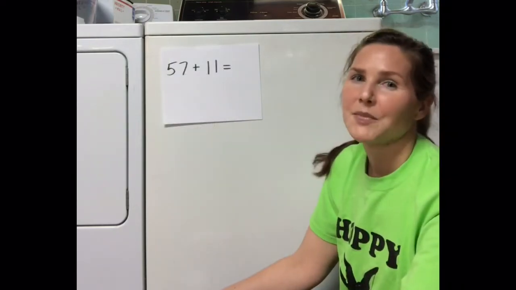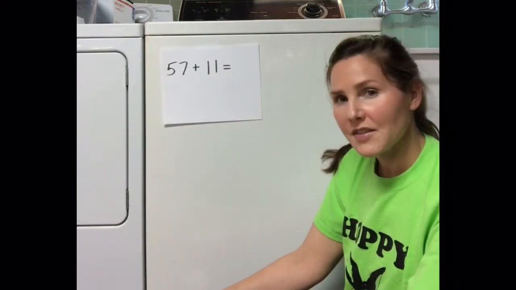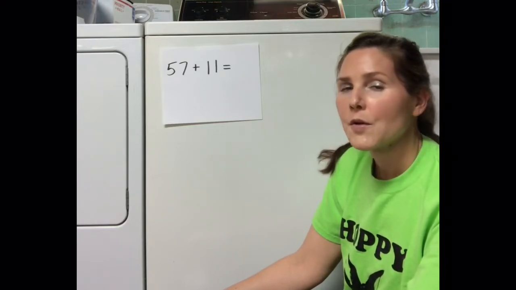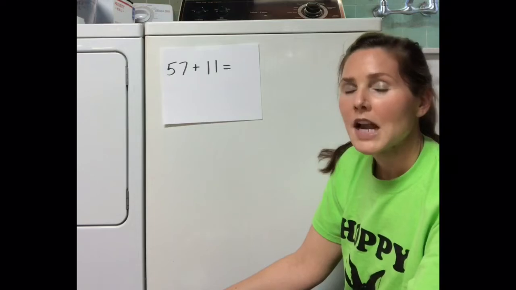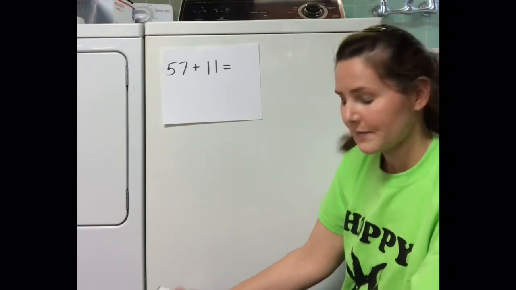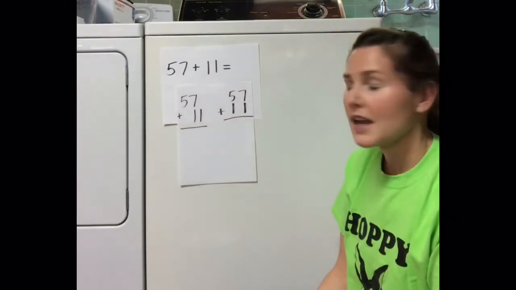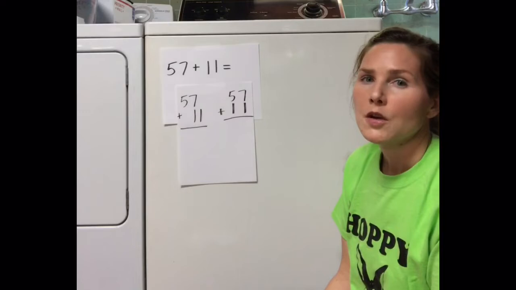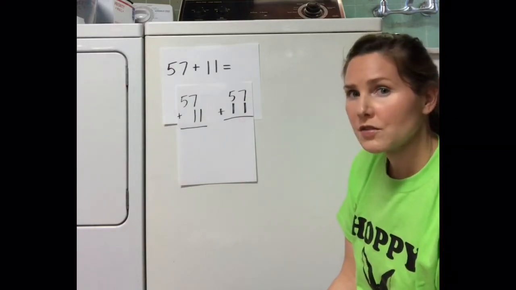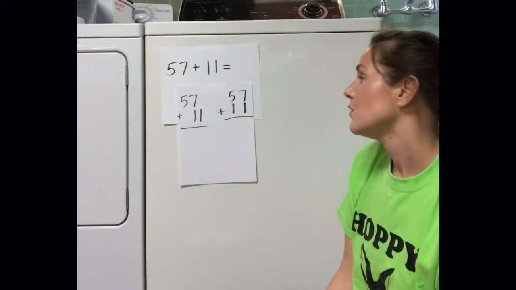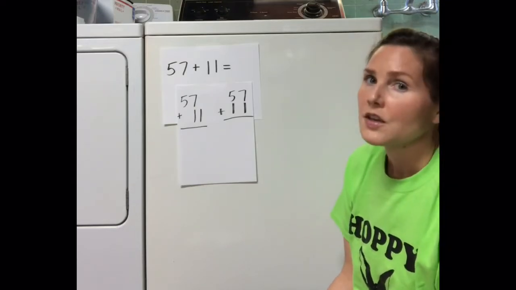Here's another example, 57 plus 11. I'm going to begin by rewriting the problem vertically, but I'm going to give you two options, and I want you to try to decide which option is best. We're going to call this option A, and we'll call this option B. Which of those do you think I should use when I'm trying to solve this addition problem? If you said choice B, you're right.